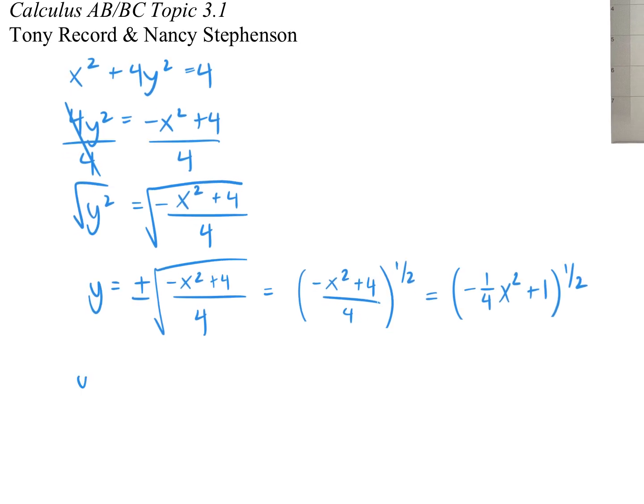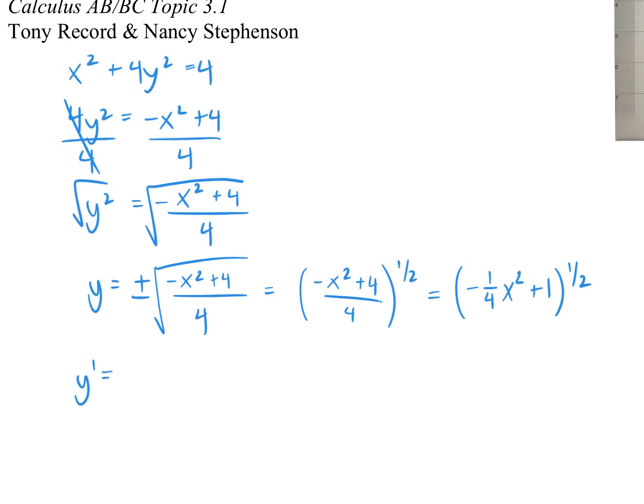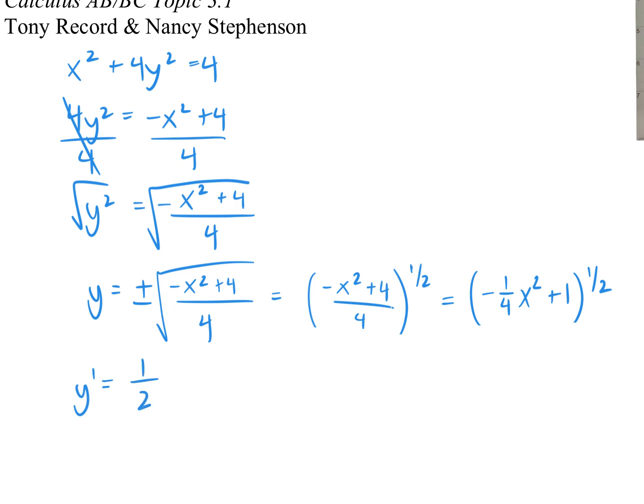So this is going to equal 1/2 times this negative 1/4 x squared plus 1 to the negative 1/2 power, right? And then I have to take the derivative of the inside. I'm really just taking the derivative of negative 1/4 x squared, which would be negative 2/4 x, right? Or negative 1/2 x. Do we agree? Okay.